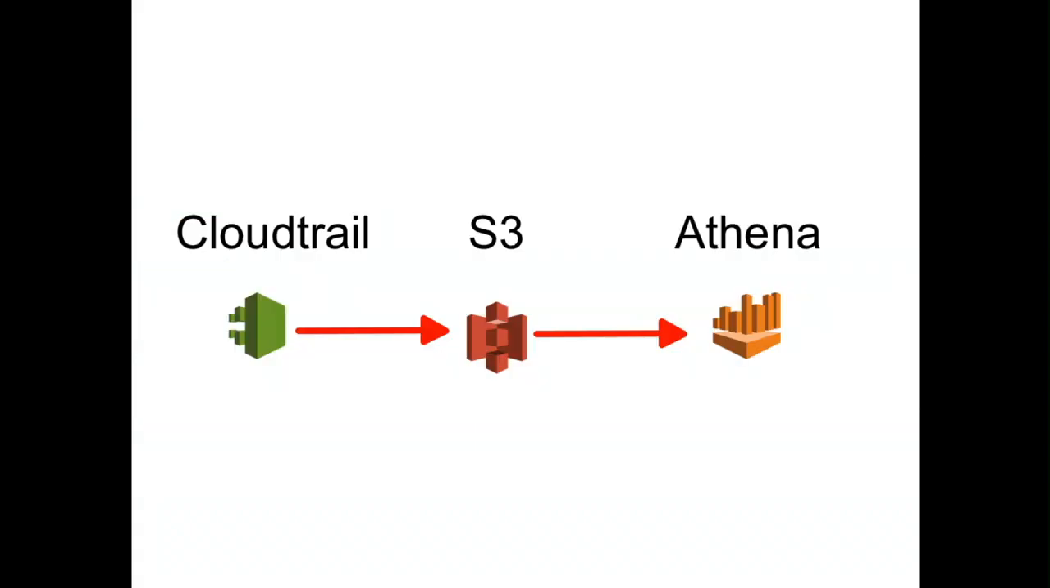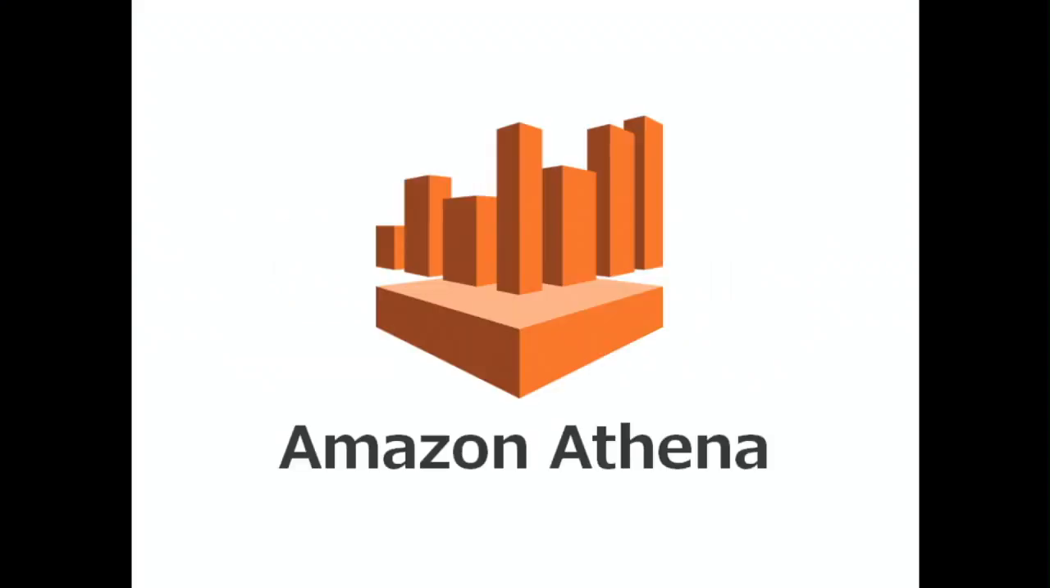CloudTrail logs are by default delivered to S3. It's up to you to figure out how you want to audit them. We built our CloudTrail auditing stack using Athena. Athena is an interactive query service that makes it easy to analyze data in S3 using standard SQL.